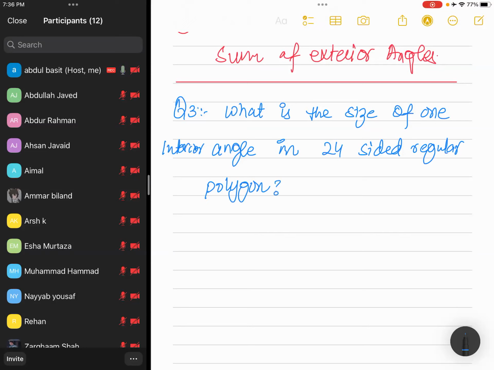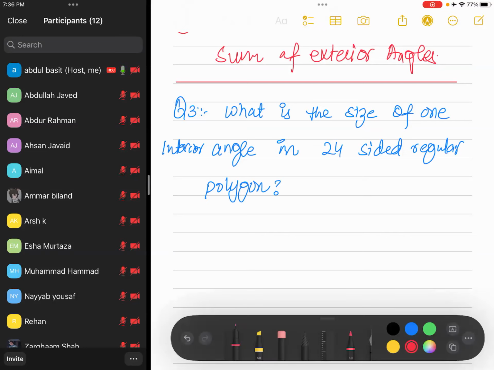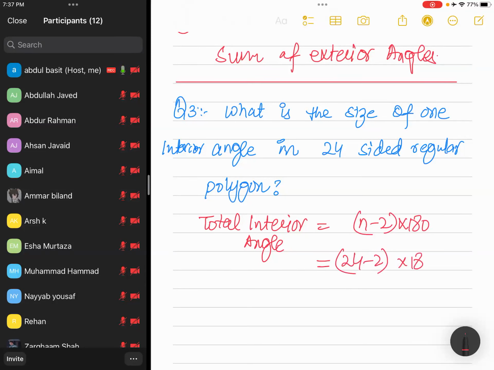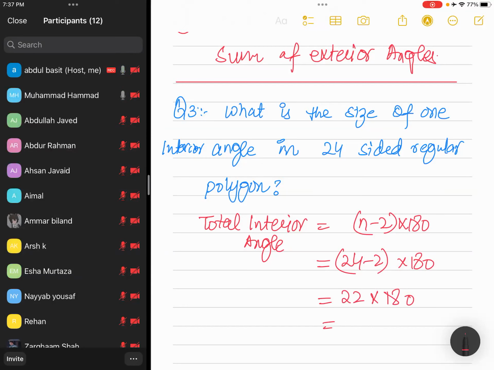First of all, we have to write the formula for the total interior angle. Total interior angle is n minus 2 times 180. So there are 24 sides now. 24 minus 2 times 180. And 22 times 180 is how much? 3960.